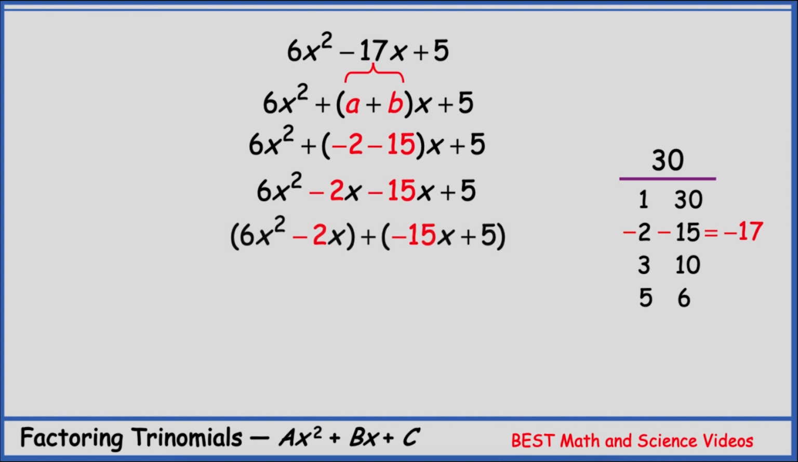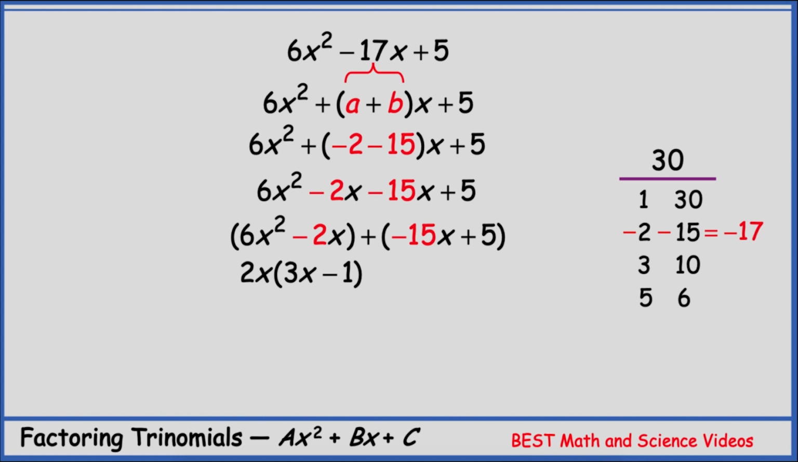Group the first two terms and group the second two terms. You need to factor the greatest common factor from each of these. For the first group, the greatest common factor is 2x. So you get 2x times 3x minus 1.